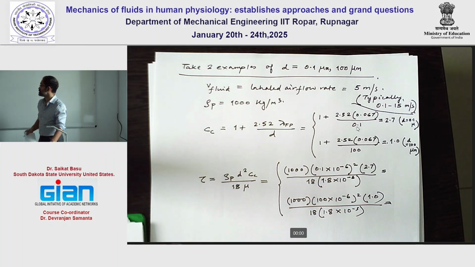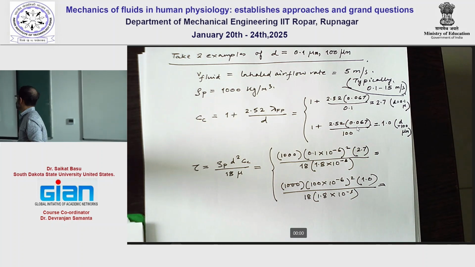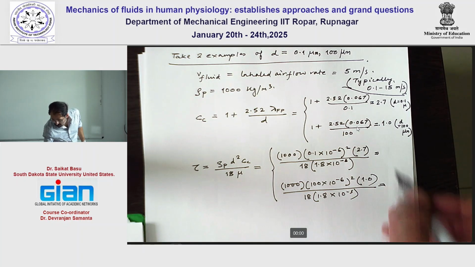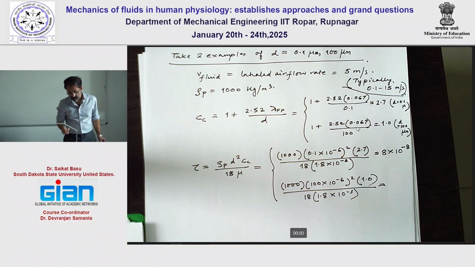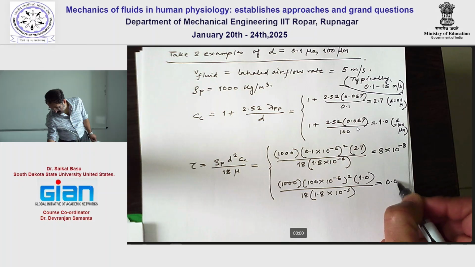Can you give me these two numbers? 8.3 times 10 to the power of minus 8. So, yes, I have 8 times 10 to the power of minus 8. Let's just use that. What's the second one? 0.0308, yeah. So I have 0.031.